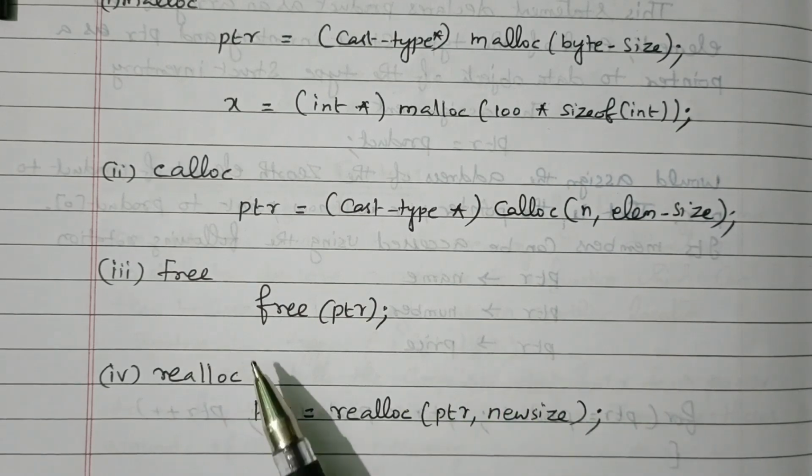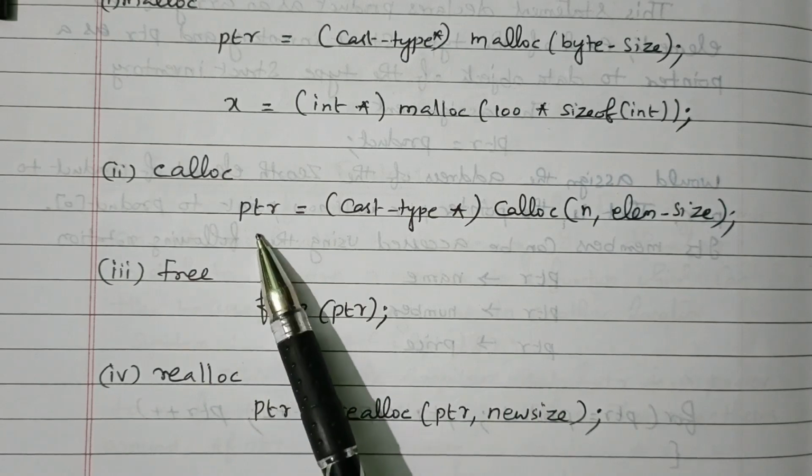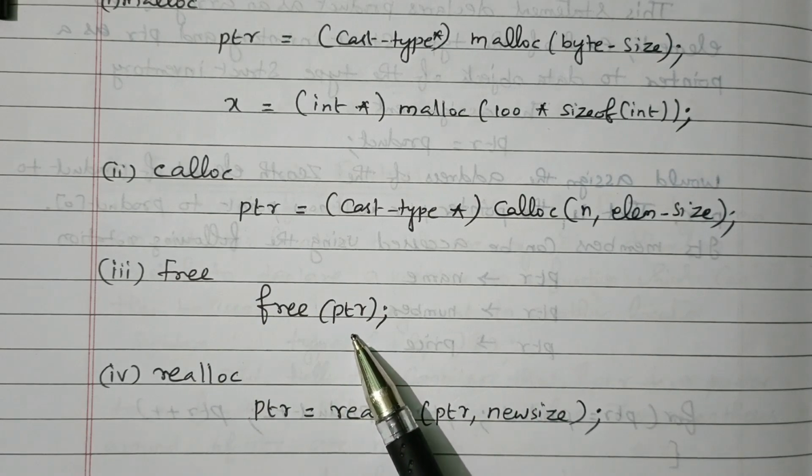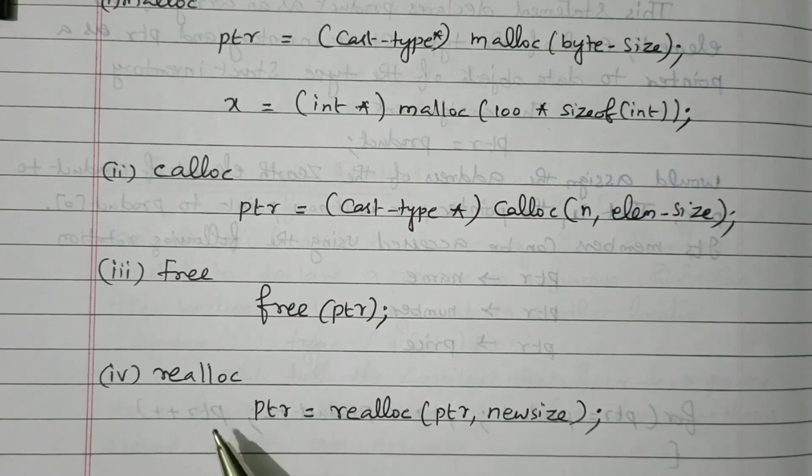Then free is very simple. Free pointer. So this pointer is already allocated. Free pointer means the already allocated memory will be freed. It will free the memory space. Realloc, pointer, realloc, pointer, new size. So an already allotted size is there. If you give the new size, it will be allotted in the same pointer, right?